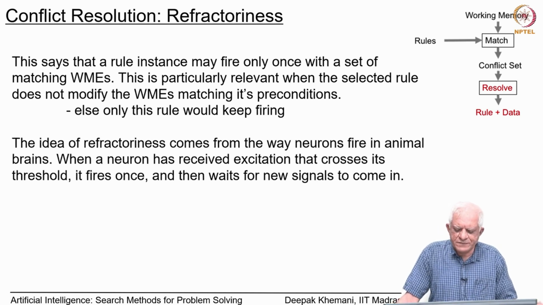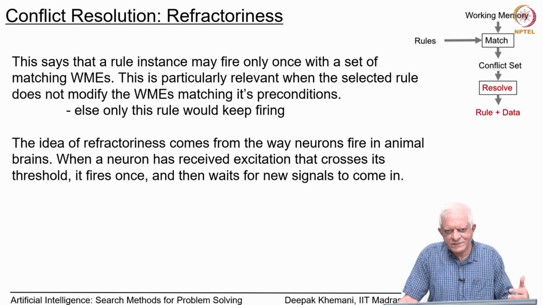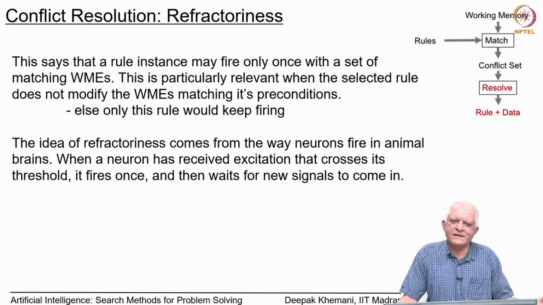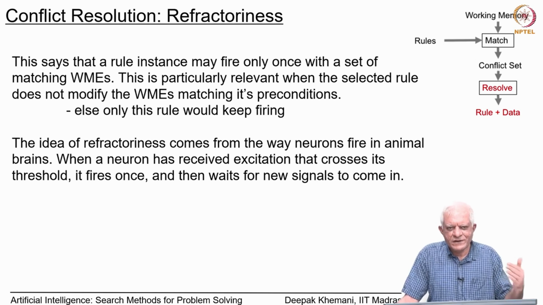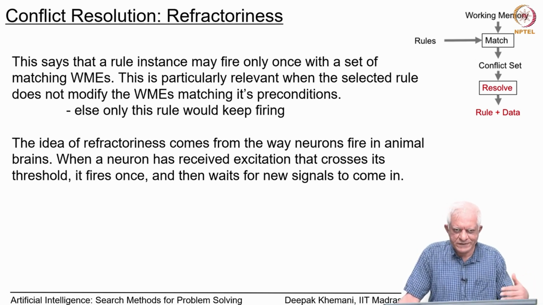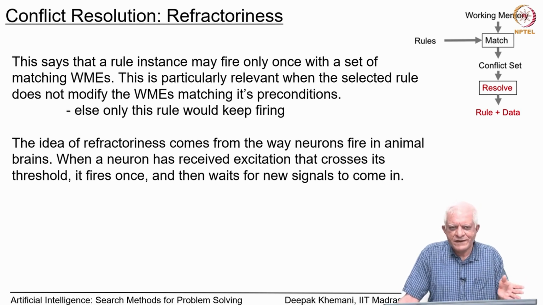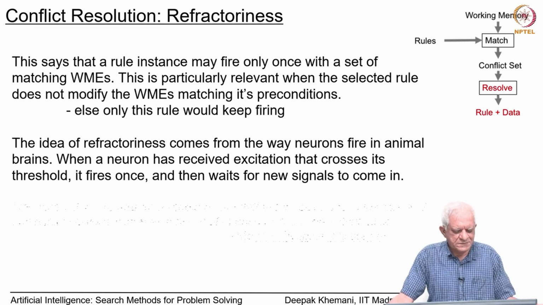The idea comes from the way neurons fire in animal brains. Neurons receive excitation from other neurons, and when enough excitation and potential has built up and goes beyond the threshold, then they fire in turn and let loose a stream of pulses down the axon. So, once it fires, the excitation is finished and it does not fire again, and that is what is called refractoriness. The idea that we are using in rule based systems is similar in nature, and as we will see, implemented in a very similar fashion.